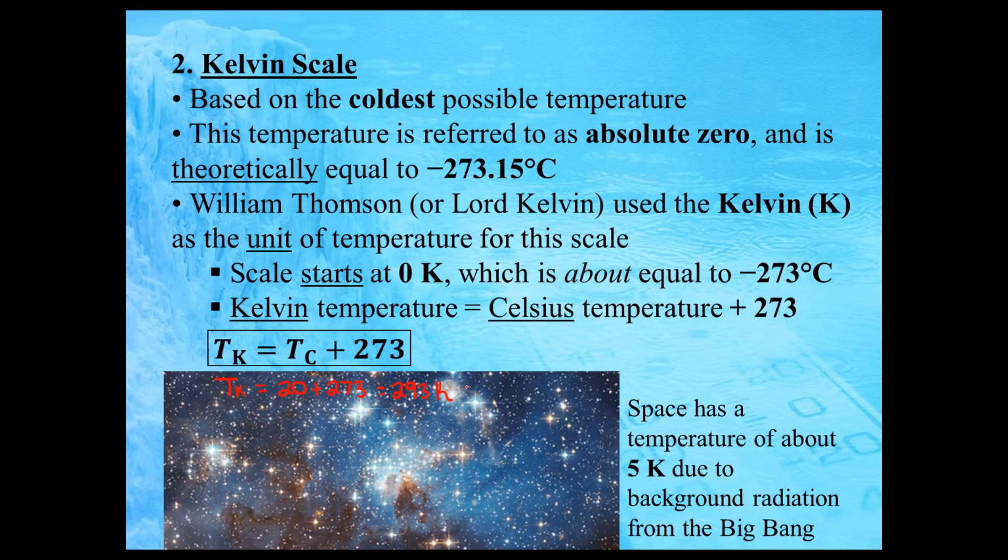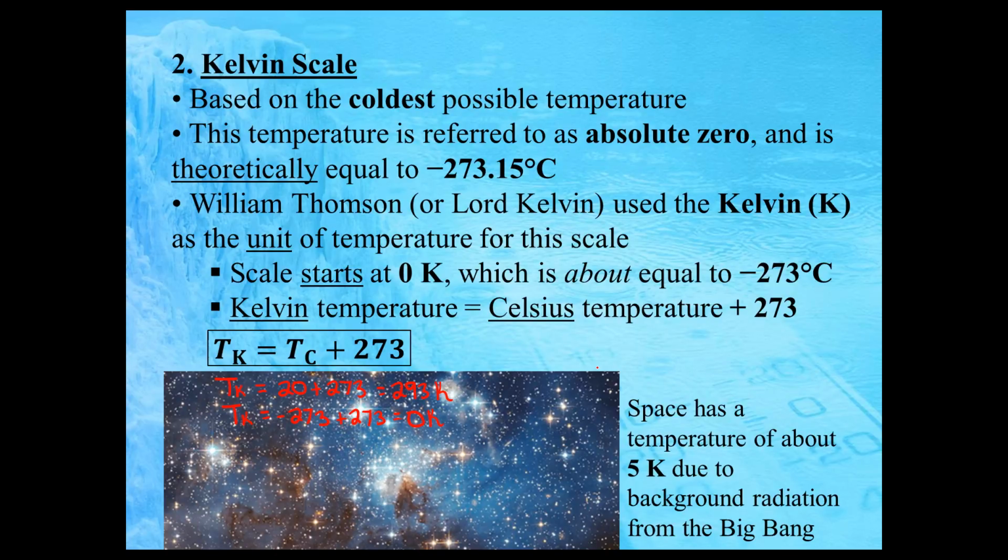So to go from Celsius to Kelvin, you add 273. This also works with the absolute zero temperature. What's the absolute zero temperature in Celsius? Well, it's negative 273. Add 273, and that's equal to 0 Kelvin. So negative 273 degrees Celsius is 0 Kelvin.